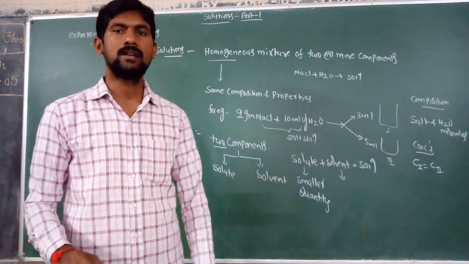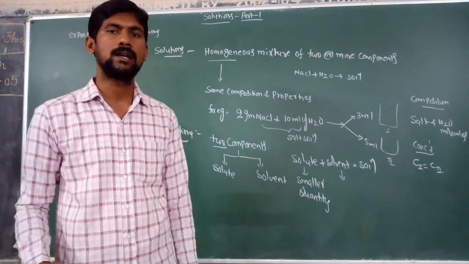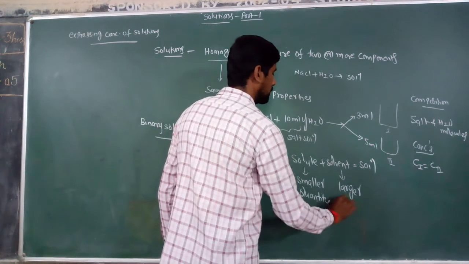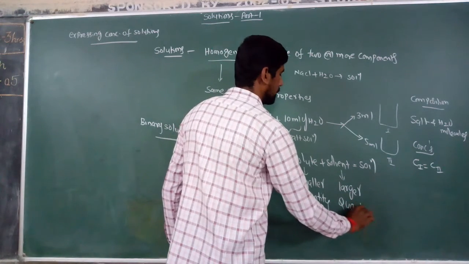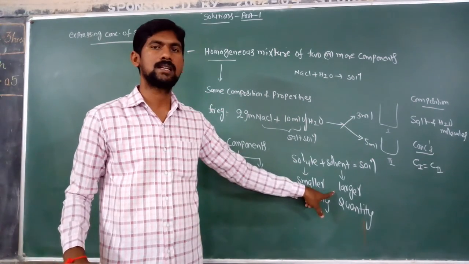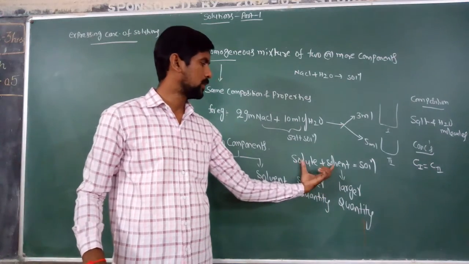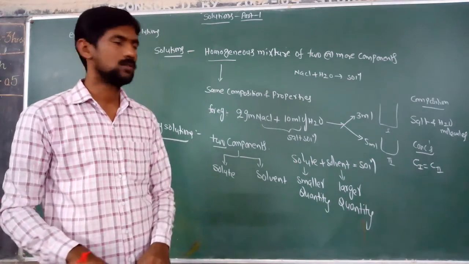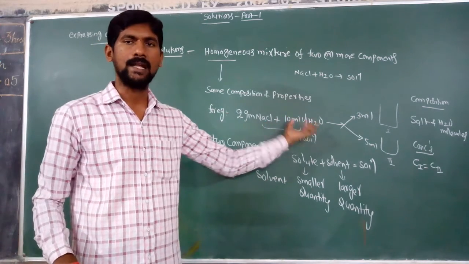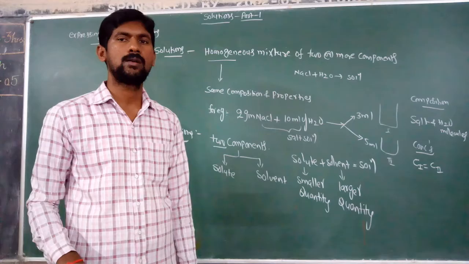What is the meaning of solvent? The substance which is present in larger quantity in the solution is known as solvent. And this solute plus solvent mixture is known as solution. For example, here 2 grams of sodium chloride is dissolved in 10 ml of water.